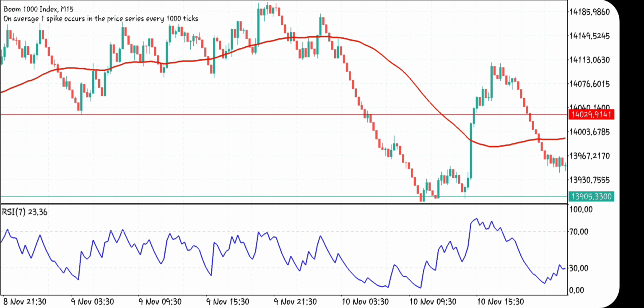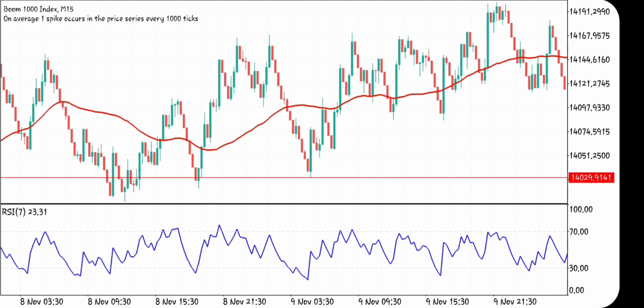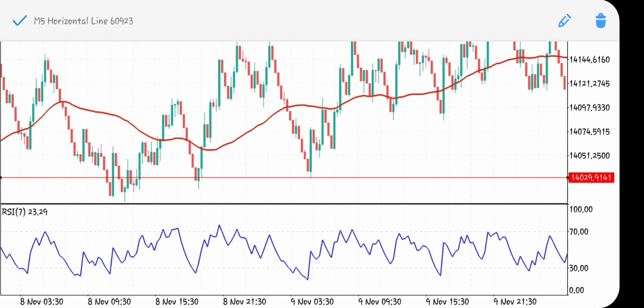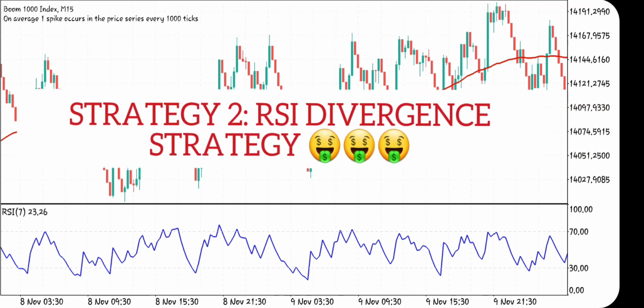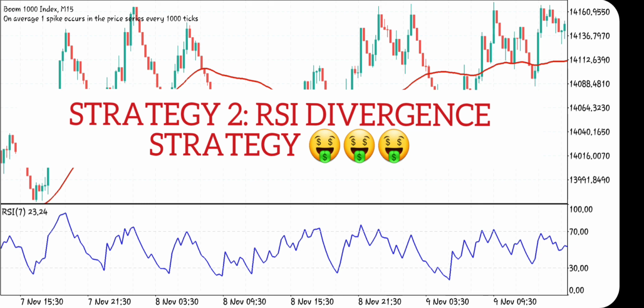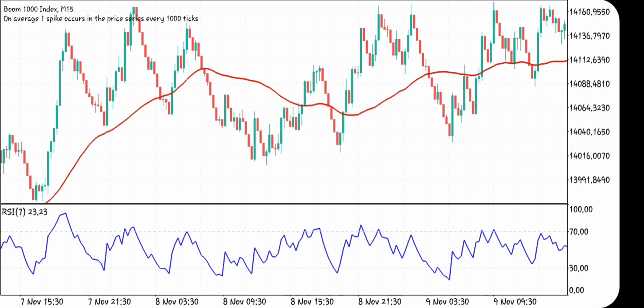Now let's go to the second strategy. Another way we can use our RSI to make money from the forex market, from the boom and crash market. The other strategy is what is popularly called the RSI divergence. Do you know what is called divergence? I'll be putting us through the RSI divergence strategy in this video.